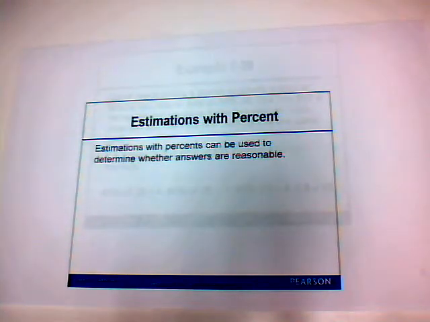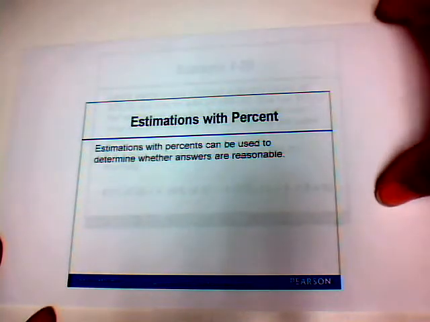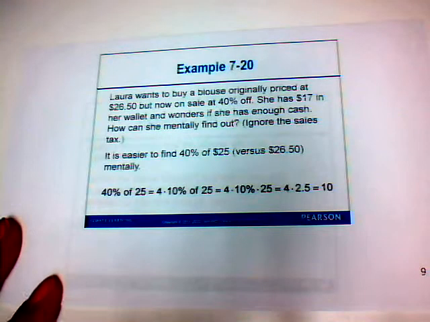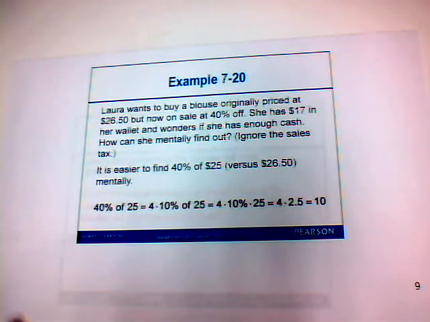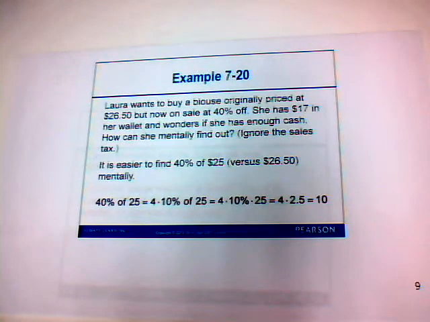Estimations with percents can be used to determine whether the answers are reasonable. Like in this situation, Laura wants to buy a blouse originally priced at $26.50, but now on sale at 40% off. She has $17 in her wallet and wonders if she has enough cash. How can she mentally find out? And we're going to ignore the sales tax. So in this case, it's easier to find 40% of 25 as opposed to finding 40% of $26.50. And we can do that mentally.